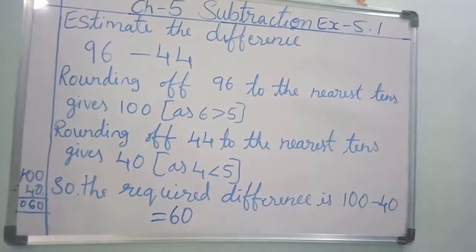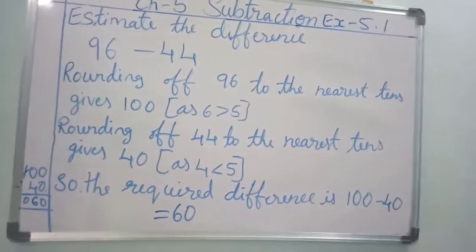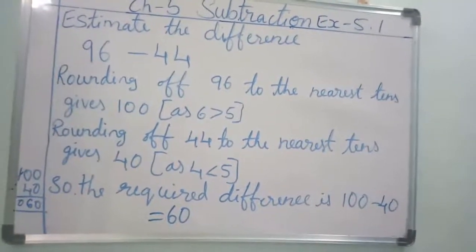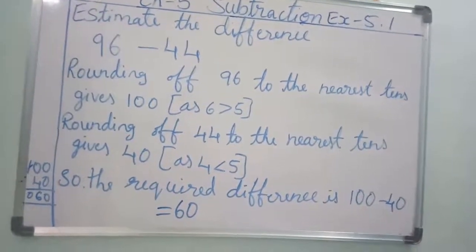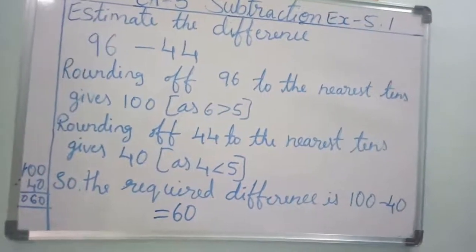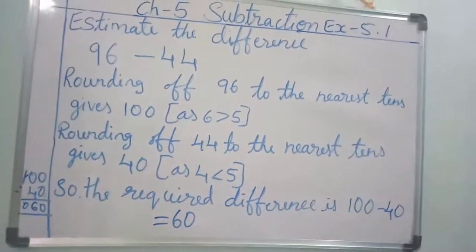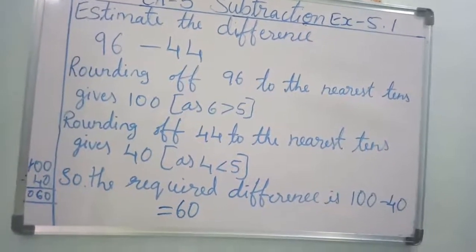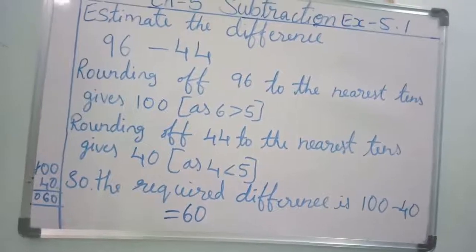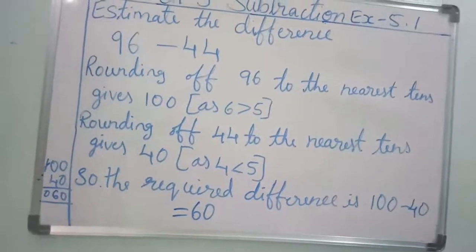I think you people are understanding, because already we did in the addition, estimate the sums. It is the same like that only, but you should minus the numbers. Understood, children? You should write nearest tens. After that, you should minus those numbers.